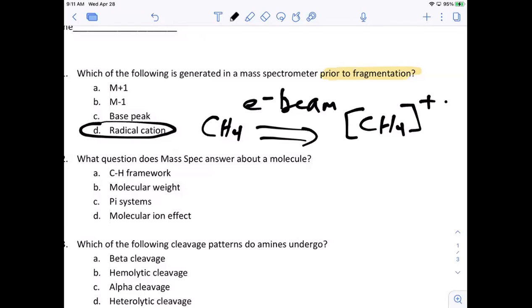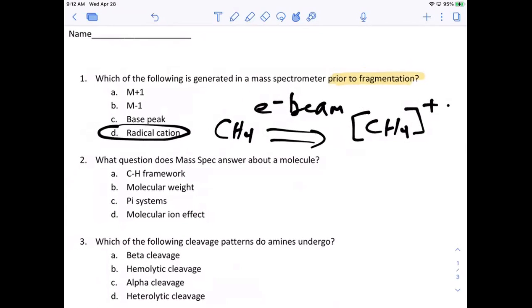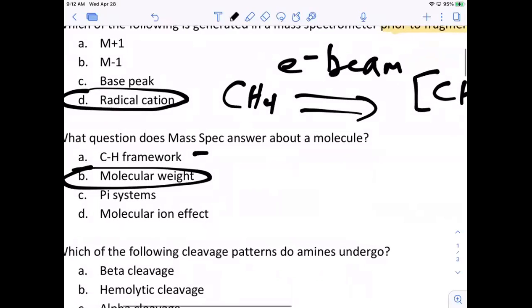All right, let's look at the second question. It says, what question does mass spec answer about a molecule? B. It answers about the size and molecular weight. What method do we use to determine the carbon hydrogen framework? We talked about four different methods for characterization, even though there are multiple methods. So mass spec is size and molecular weight.